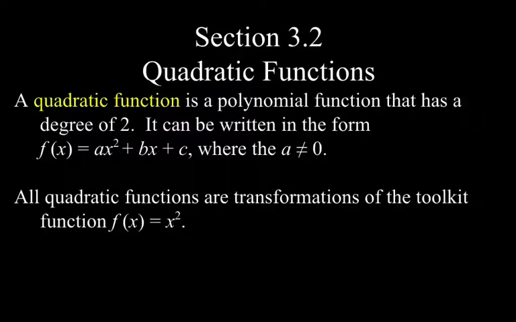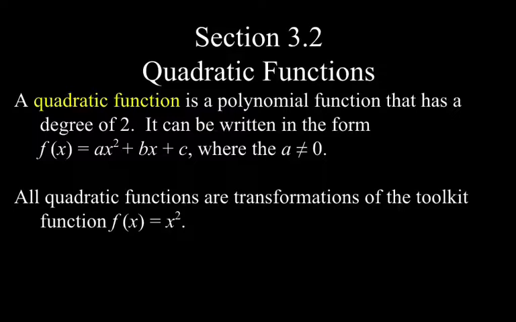In section 3.2, we're going to focus our discussion of polynomial functions onto a specific type, and that is the quadratic functions. A quadratic function is a polynomial that has a degree of 2. So in other words, its highest power will be a 2, and it can be written in the form f of x equals a times x squared, plus b times x, plus c, where the a value cannot be a 0.